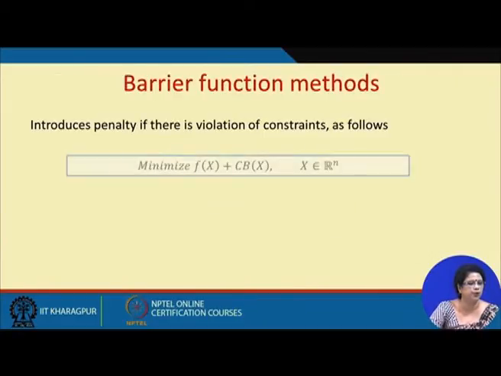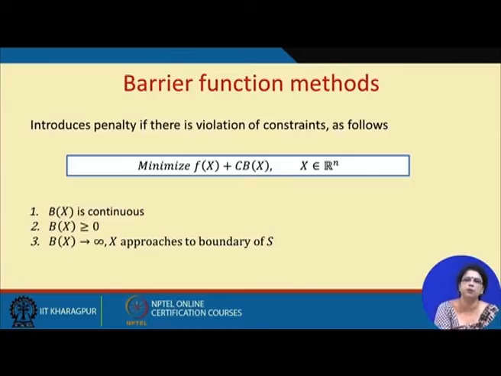Now, if you ask me what the property of b(x) is, I should mention the same as in the exterior penalty function method: the barrier function must be positive throughout. The barrier function is continuous, since g(x) is continuous and b(x) is a function of g(x). So b(x) is continuous, b(x) is positive, and b(x) tends to infinity as x approaches the boundary of S. S is the feasible region of the problem.